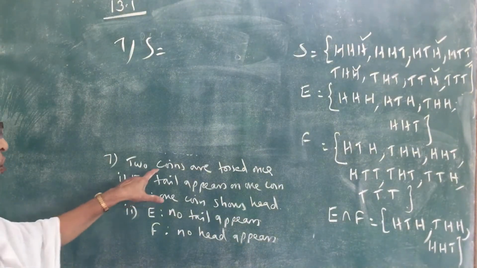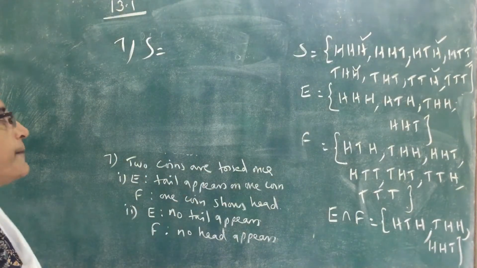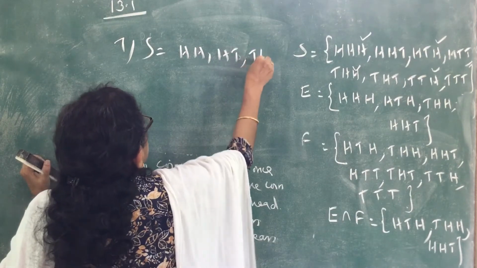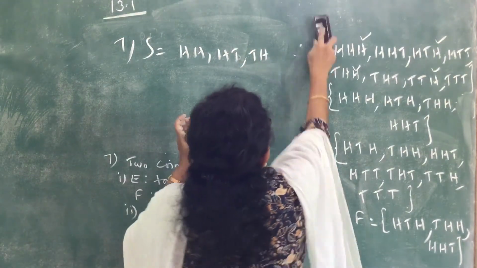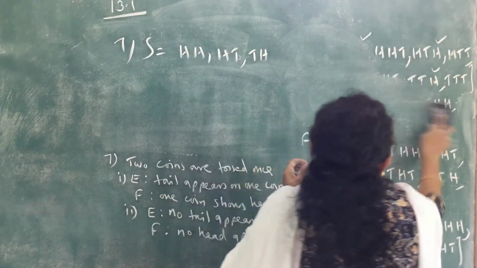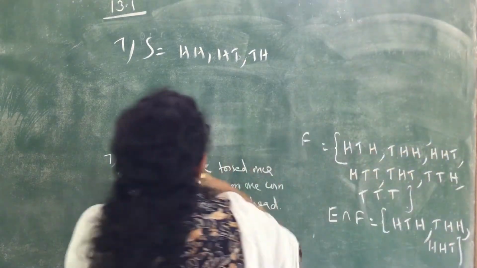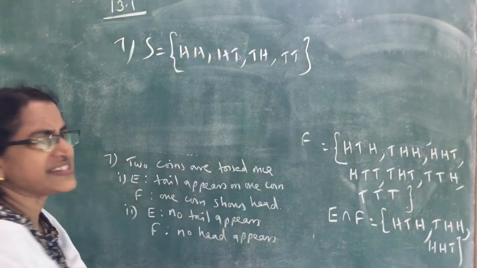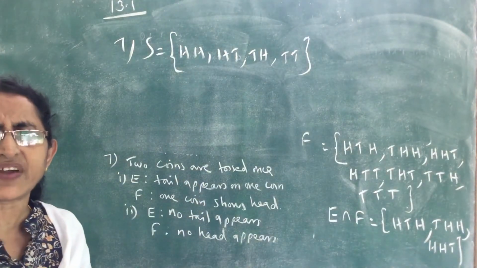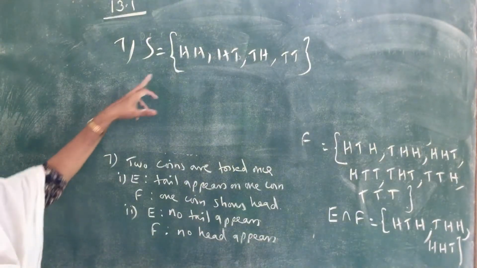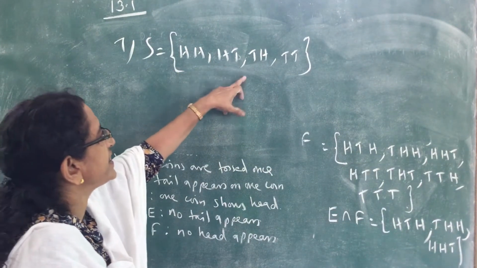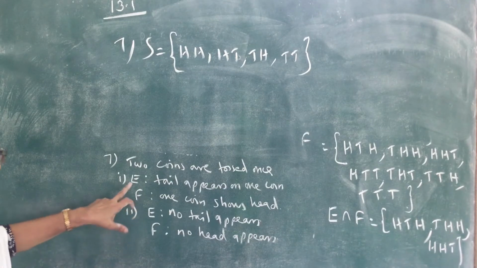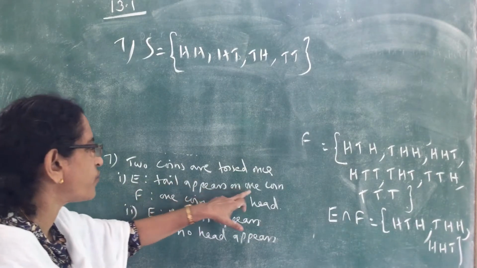So here two coins are tossed once. What is the sample space? HH, HT, TH, TT. Write the sample space and events as sets. So the sample space is HH, HT, TH, TT. Now consider the event E. E is the event: tail appears on one coin.